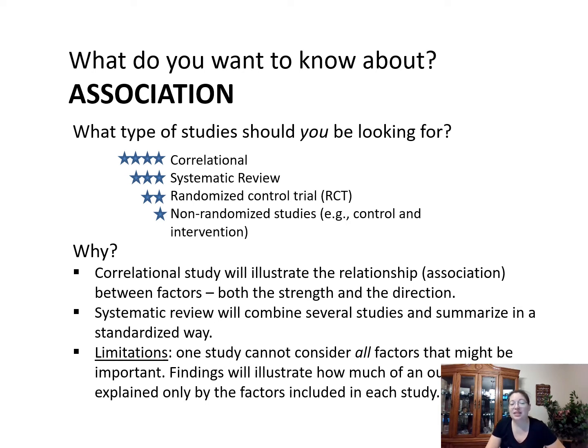Systematic review, on the other hand, what it does is it combines several studies and summarizes them in a standardized way. This is important because one study can't consider all of the factors that might be important. So when you consider many studies, you get a better look at the overall picture. The problem is that systematic reviews can be very hard to find, especially for very specific research questions.